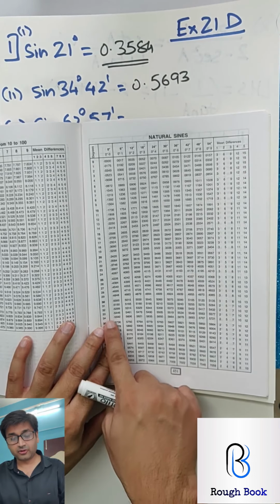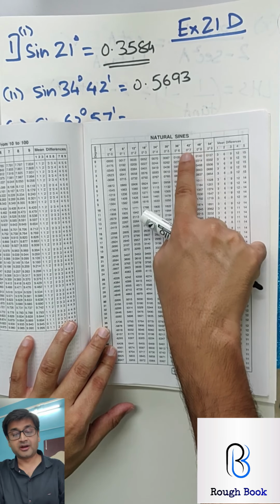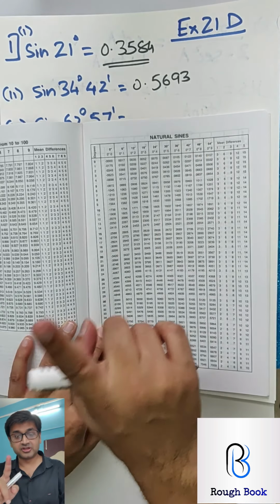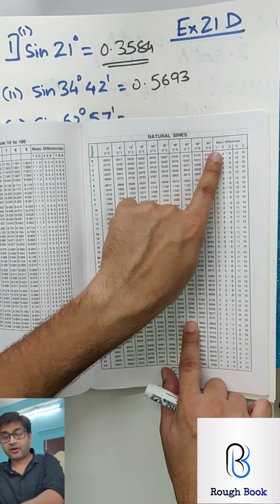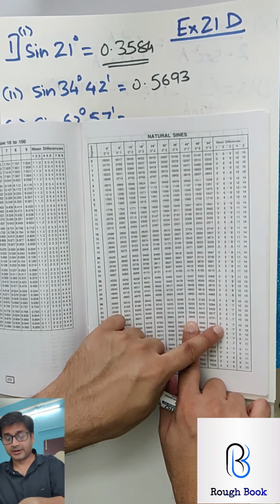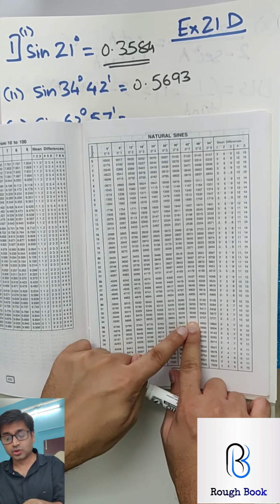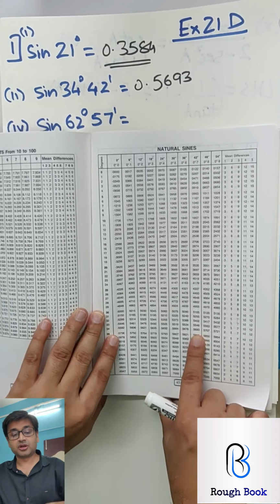And now this last column, mean difference. So if they tell you 34 degrees, 43 minutes, you don't have 43 over here. You have till 42, then you have 48. But 42 and 43 difference is 1. So you take 42's value, and then go for difference. This is mean difference 1, because for 42 you're looking at the 1 column, that is 2 over here. Add this 2 to this, so it will become 5695. Exactly, that's your third part.